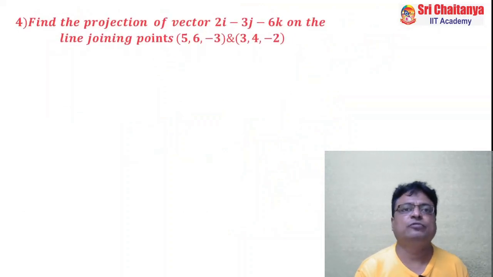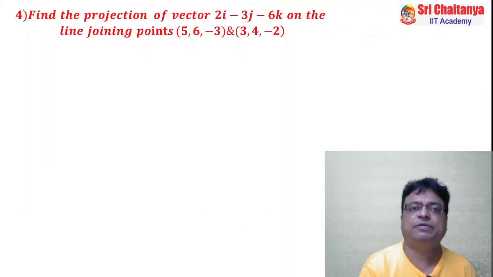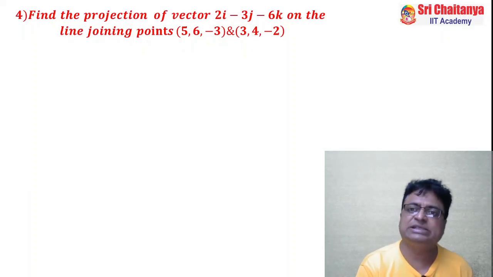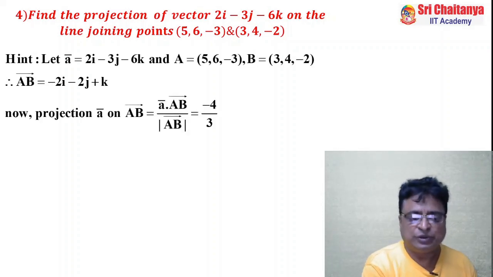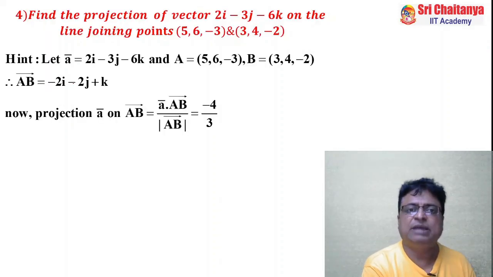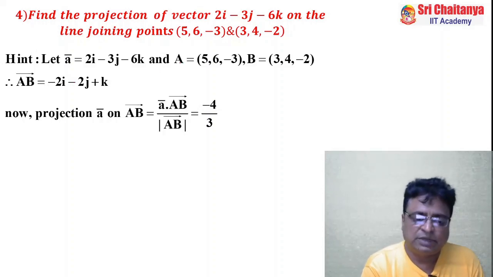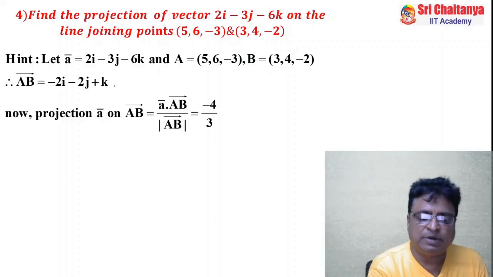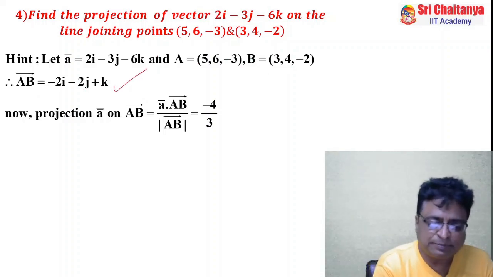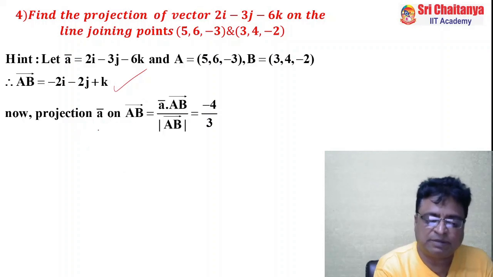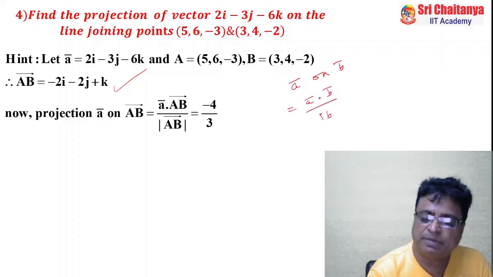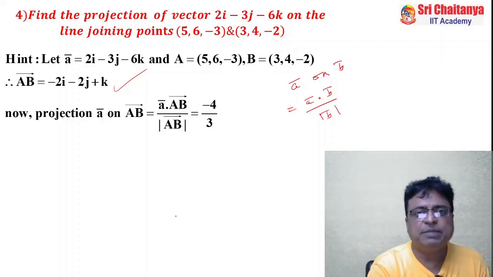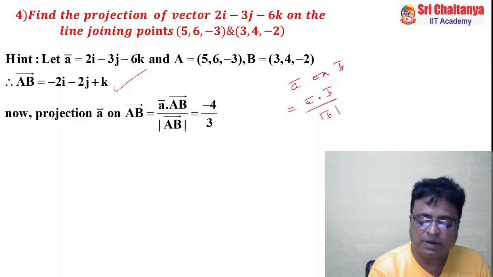Now coming to the fourth problem. Find the projection of the vector 2i minus 3j minus 6k on the line joining the points. So here, see my friends, it's very clear. A bar is given, suppose this is the vector, and these two points are given. So AB bar is equal to this one. What is the projection of A bar on AB bar? Just now in the previous video we discussed this formula: projection of A bar on B bar is A bar dot B bar by mod B bar. So the projection of A bar on AB bar is A bar dot AB bar by mod AB bar.